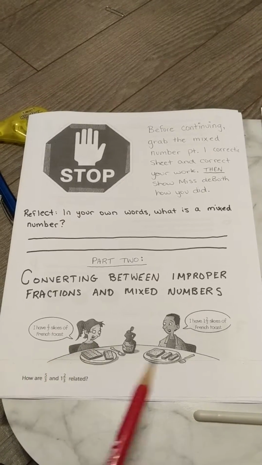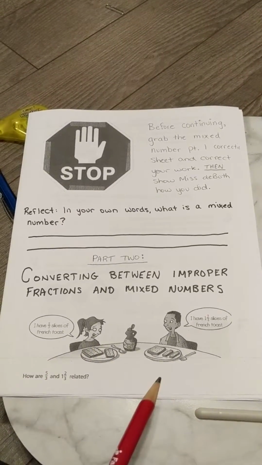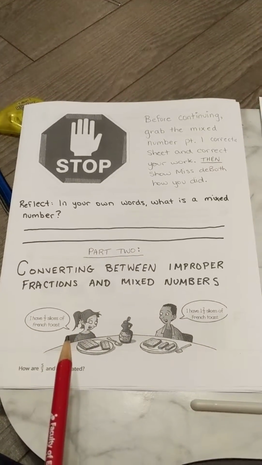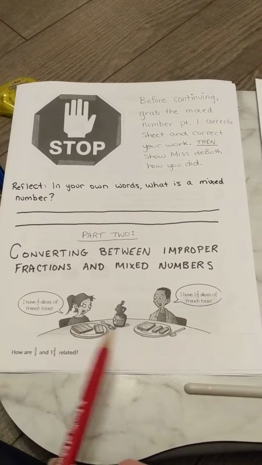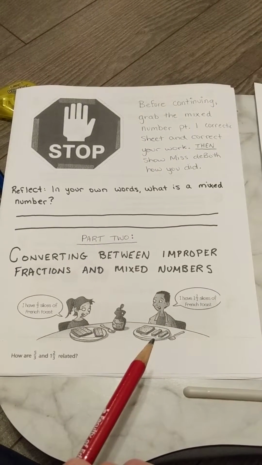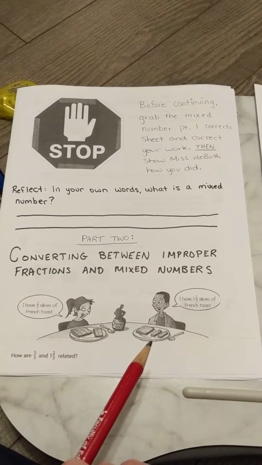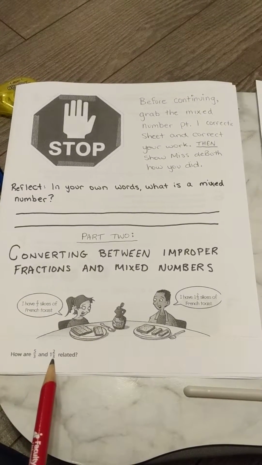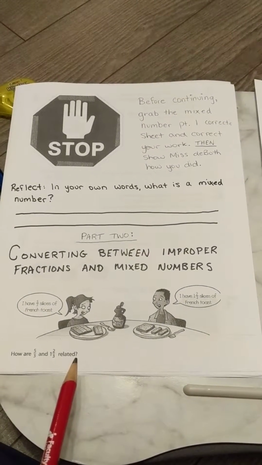So converting between improper fractions and mixed numbers. We have two lovely folks here eating French toast in the morning. The girl says, I have 5/3 slices of French toast. The gentleman says, I have 1 2/3 slices of French toast. So our question is, how are 5/3 and 1 2/3 related?